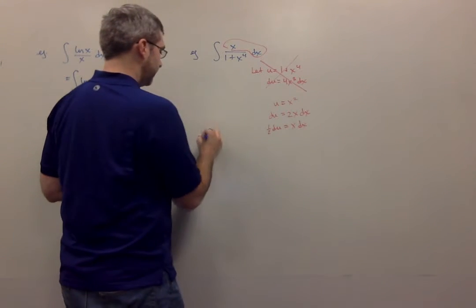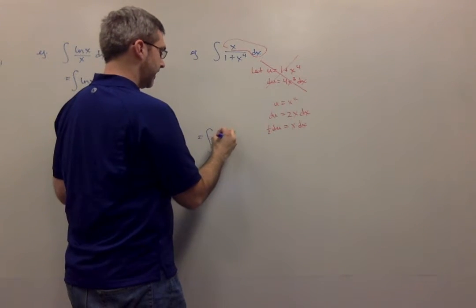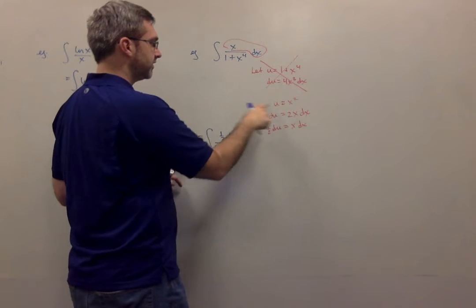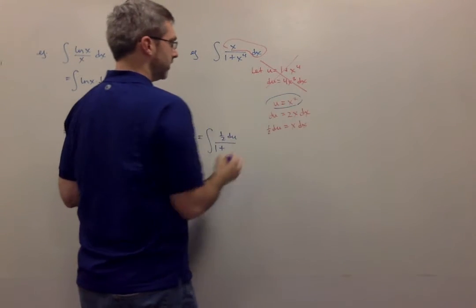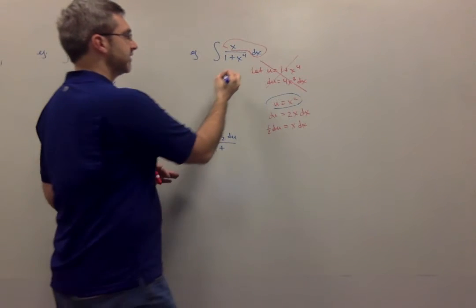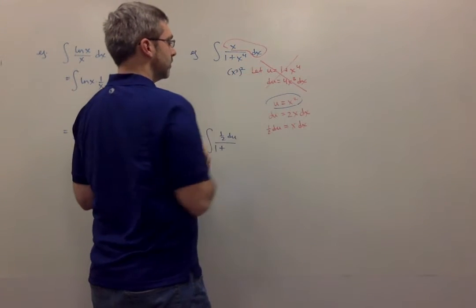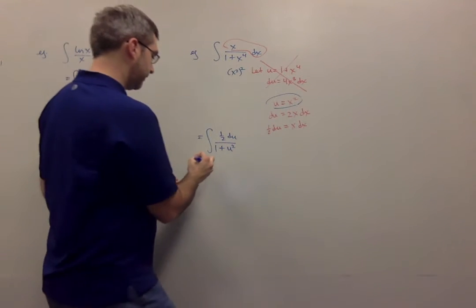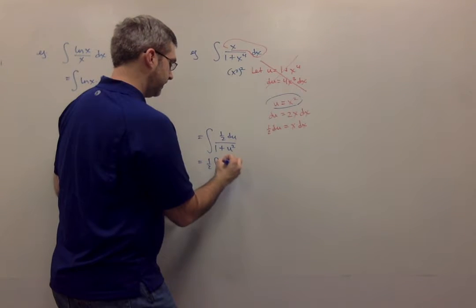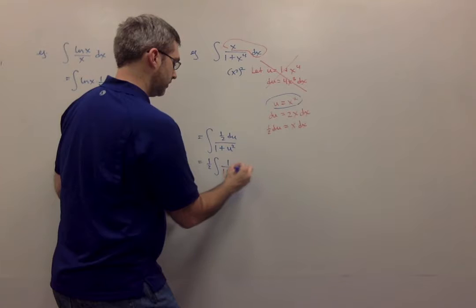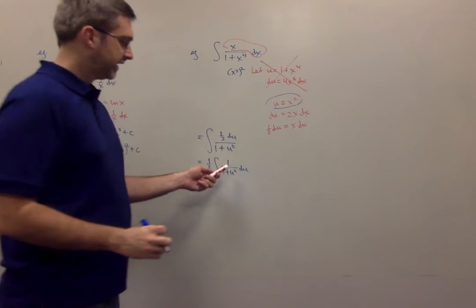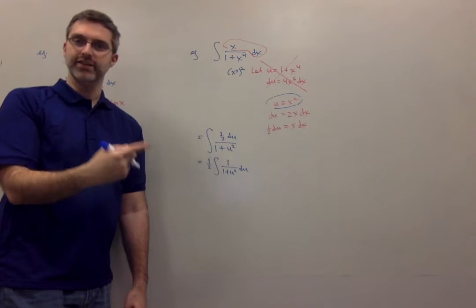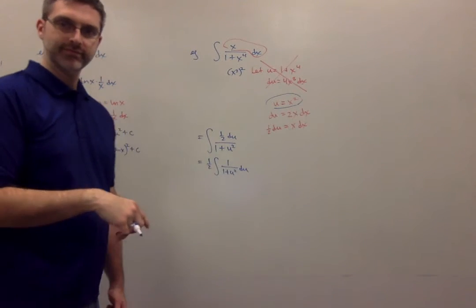So what I have here is that this integral, the x dx is 1/2 du, and the bottom is 1 plus x to the 4th. How is x to the 4th related to x squared? Well, if I think of x to the 4th as x squared squared, that bottom is going to be u squared. So in other words, I need to find the antiderivative of 1 over 1 plus u squared. What function do you remember when I differentiated it gives me 1 over 1 plus something squared? Remember that function?